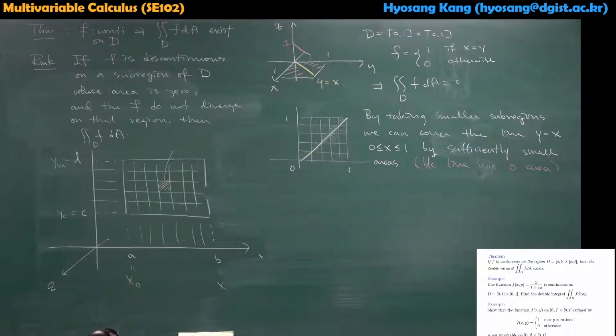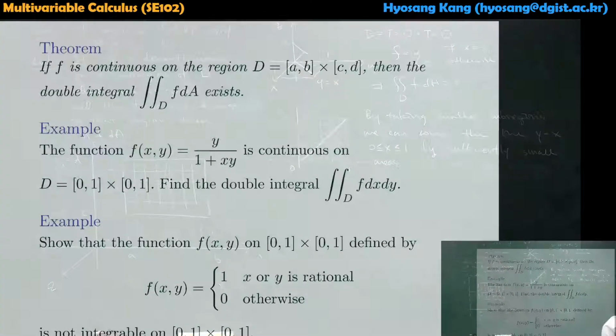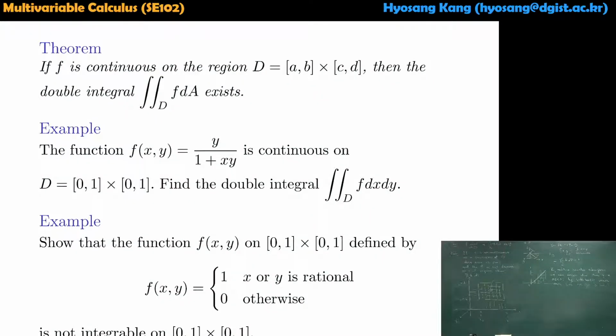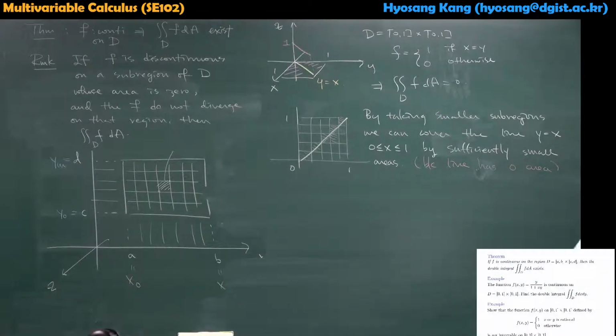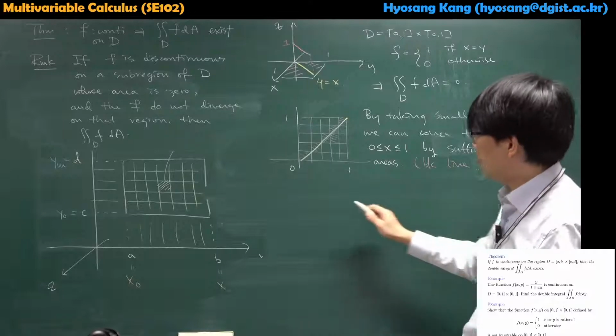All right, let's think about the example here. We have a function f(x,y) equals y over 1 plus xy. I know that this is continuous on 0 to 1 cross 0 to 1. Find the double integral. How do we take the double integral? You have to take the limit. It's not an easy task, so let me give an idea how to approach this problem.